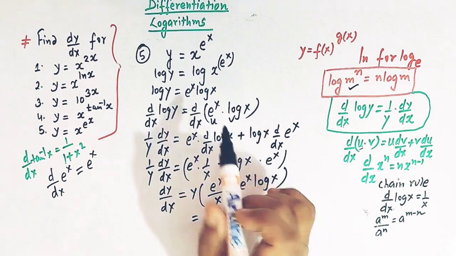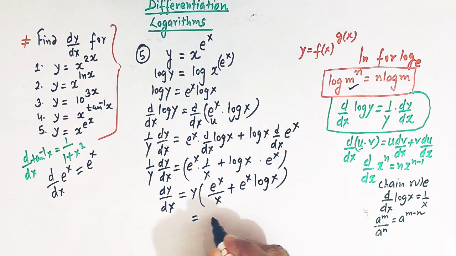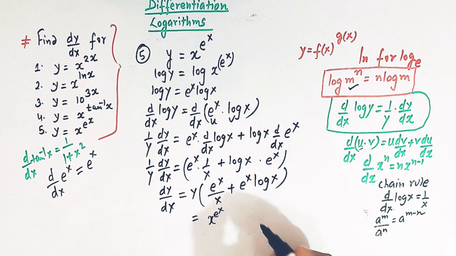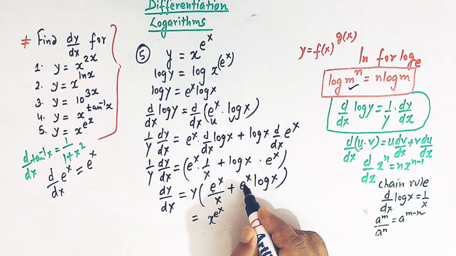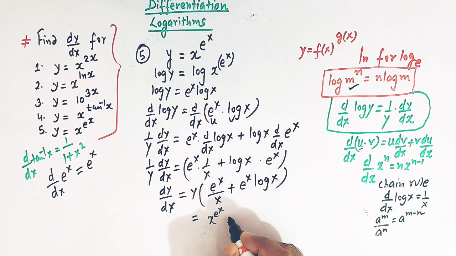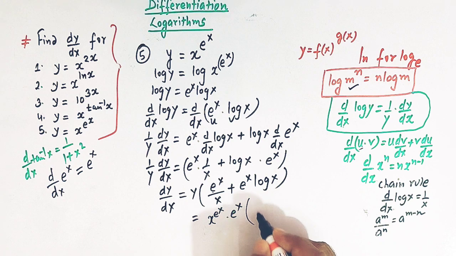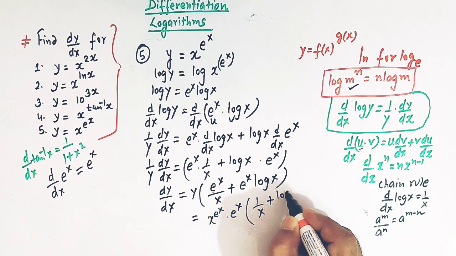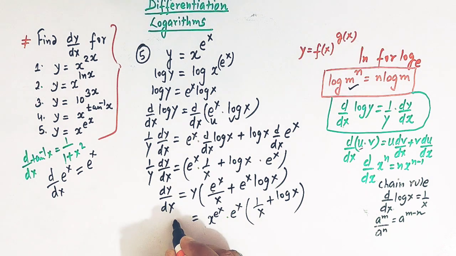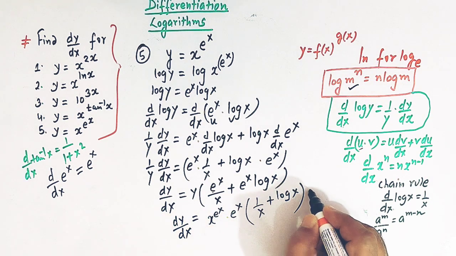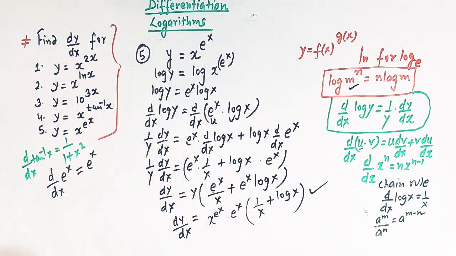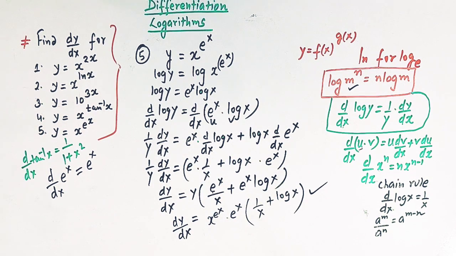Now replacing y by x raised to e raised to x, we have x raised to e raised to x, and taking e raised to x common from these two terms, we have e raised to x times 1 over x plus log of x. So viewers, this is the derivative of this function with respect to x. So viewers, in this lecture we have seen how we can find the derivative of functions utilizing the properties of logarithms.